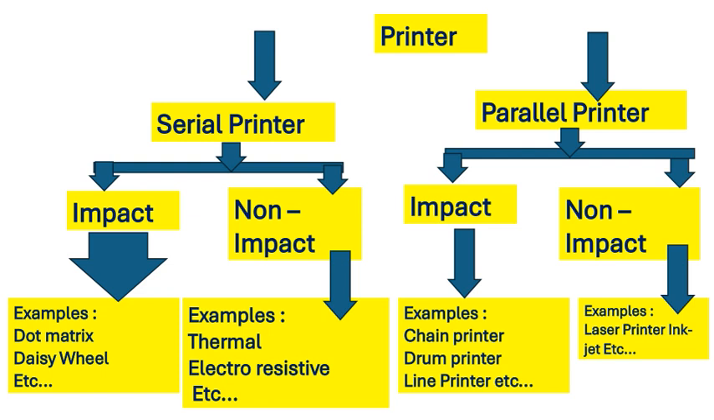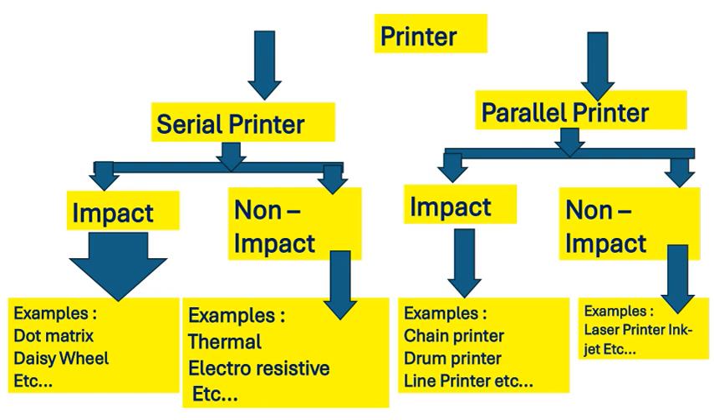Non-impact printers don't strike the paper. Instead, they use various technologies to produce the image. Thermal printers are a good example. They use heat to produce images on special thermal paper. Electroresistive printers, which are less common, use electrical resistance to generate the image. These printers are generally quieter and faster, suitable for high-volume printing.